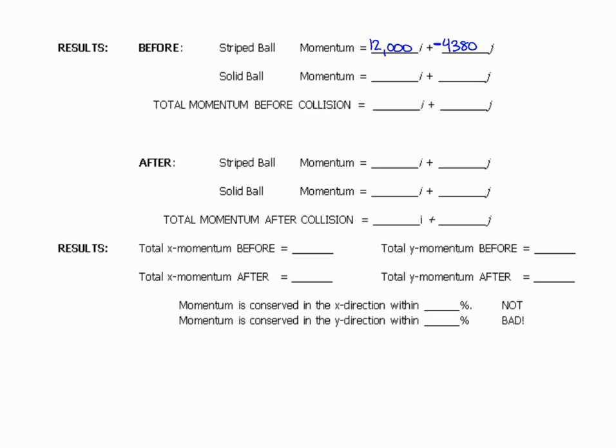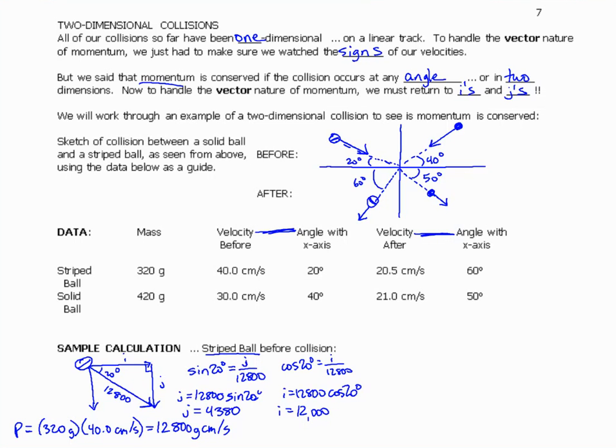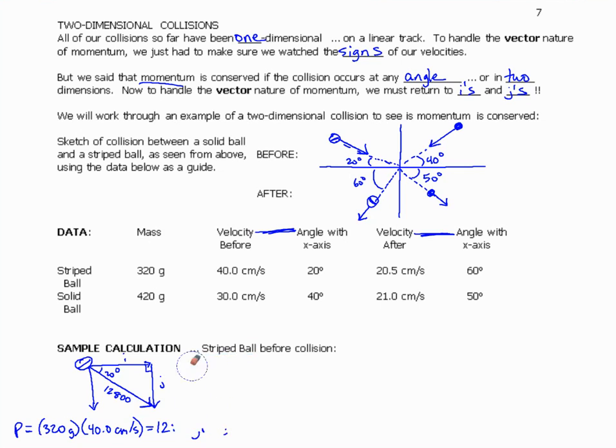So these calculations won't necessarily give you the sign. It will give you the number, and we have to figure out the sign on our own. This is why the picture is extra important. So let's go ahead and do another sample calculation, and I'm going to get rid of some of this. And let's look at the solid ball. The solid ball beforehand. So here's the solid ball.